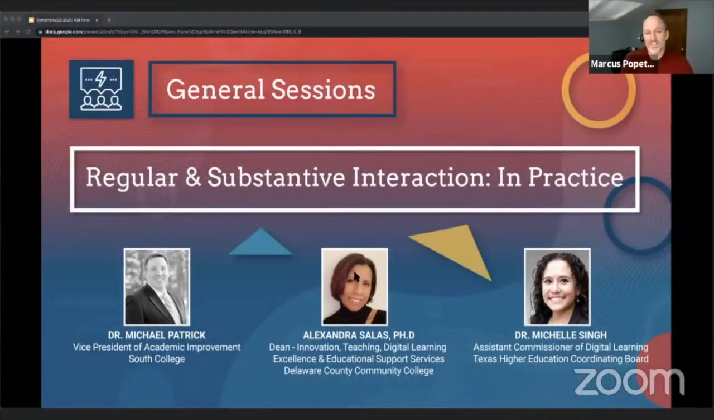Regular and substantive interaction. We're going to start with just a high-level definition of what these new federal guidelines are. I by no means am the expert in this. That's what our panelists are for.